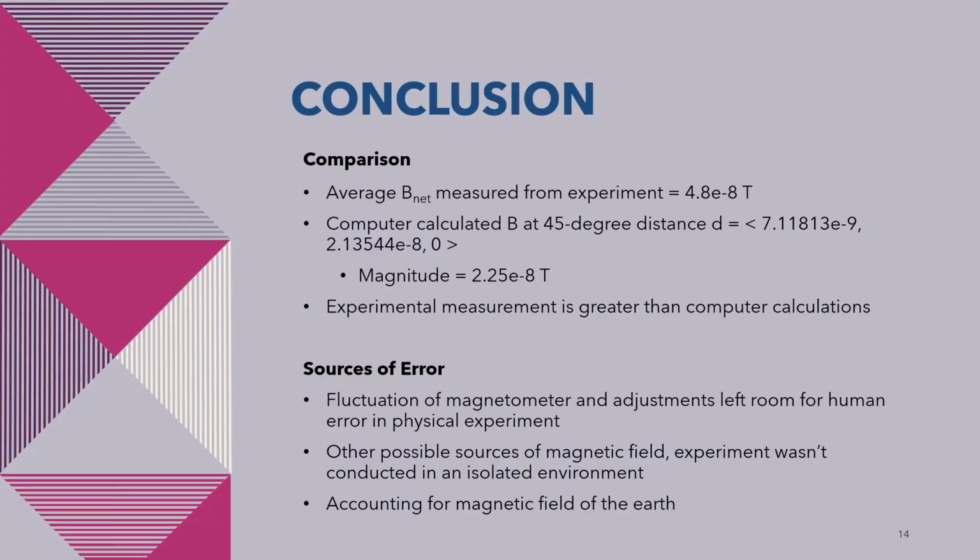Comparing the experimental and computational model, one can see the experimental measurement is greater than the computer calculations. Some sources of error that may cause this are other possible sources of magnetic field, since the experiment wasn't conducted in an isolated environment, fluctuation of the magnetometer and adjustments leaving room for human error, and error with accounting for the magnetic field of the Earth.